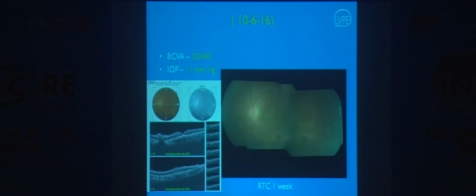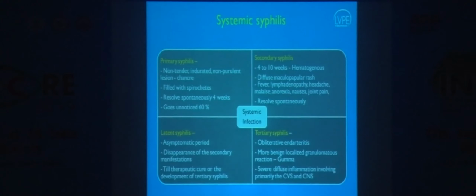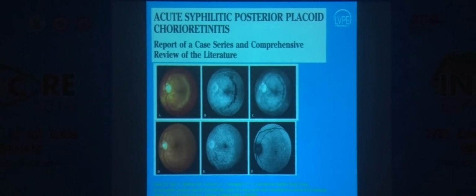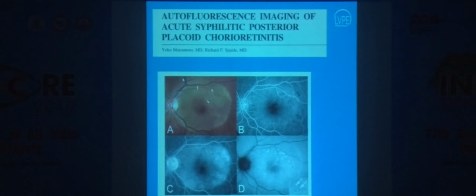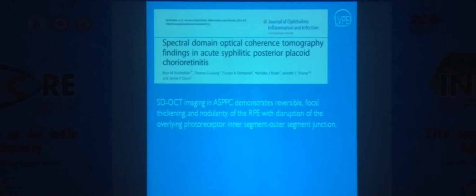So we started this patient on crystalline penicillin, and within a span of 1 week his lesion started regressing. His vision improved to 20/60, and at last visit his vision was 20/20, and most of the lesions had gone away. So if you look at this placoid chorioretinitis, this is something you should keep in mind. Keep syphilis as one of your differentials. Like I already said, treponemal tests like FTA-ABS and TPHA remain positive regardless of the treatment or disease activity, and thus, though they are not used to monitor disease activity, they still help us in diagnosing these cases.